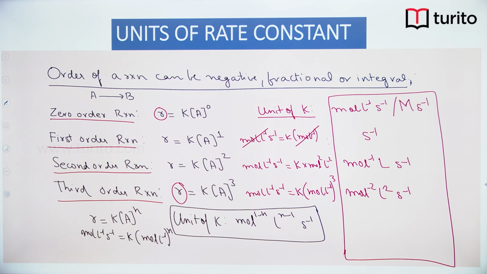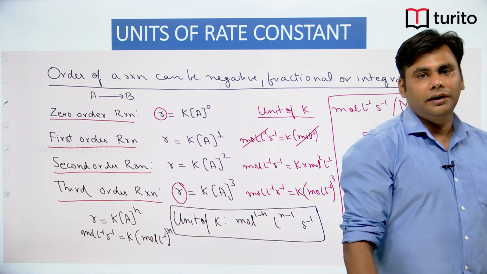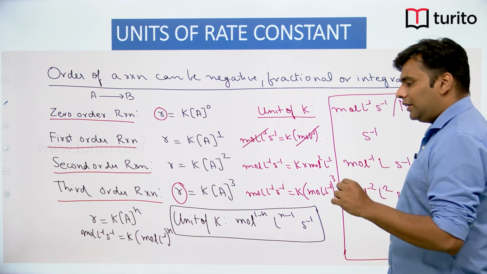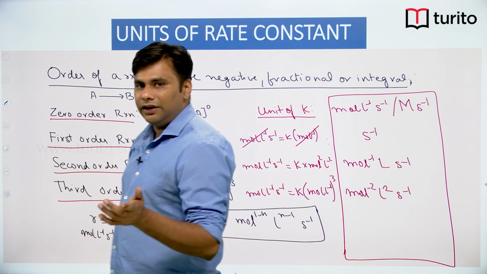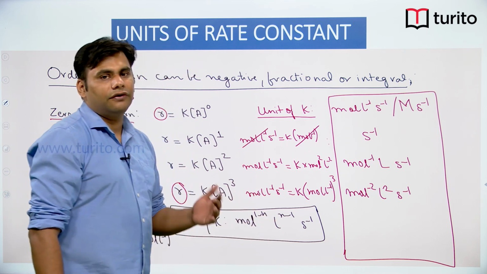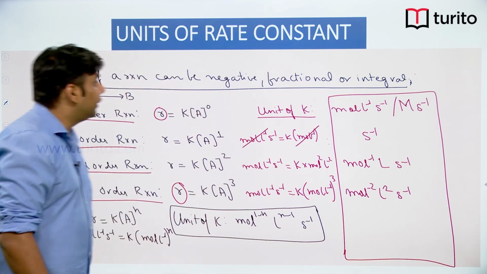Okay, so just write it down now. Order is basically an experimental finding, and the order can be 0, it can be fractional, it can be integral. Order signifies the power by which the rate changes when the concentration of reactants is varied. I hope this is clear to everyone.